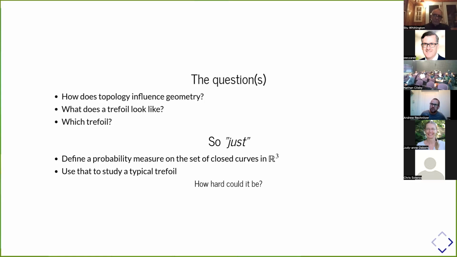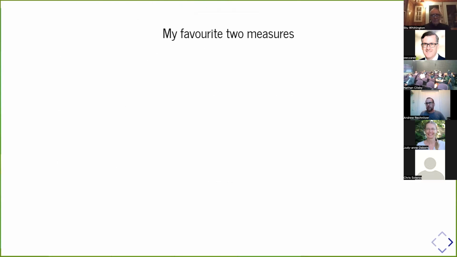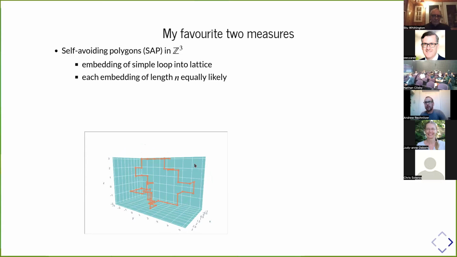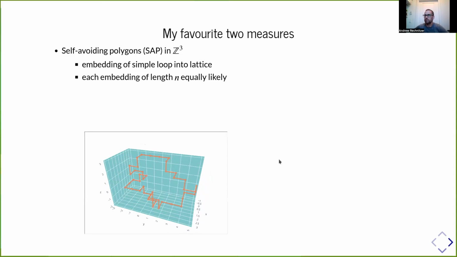How hard can this be? I mean, really, we've been playing with self-avoiding polygons. We know about random polygons. How hard can it be to define this measure and do things with it? Well, my two favorite measures that I'm used to playing with, and indeed self-avoiding polygons, I was introduced to in Melbourne way back in the mid-90s. We take a loop and we make an embedding of that simple loop into, say, the cubic lattice, and each embedding we decree to be equally likely. So each embedding of length n is considered to be the same probability.